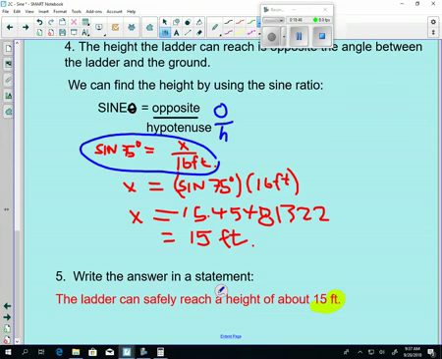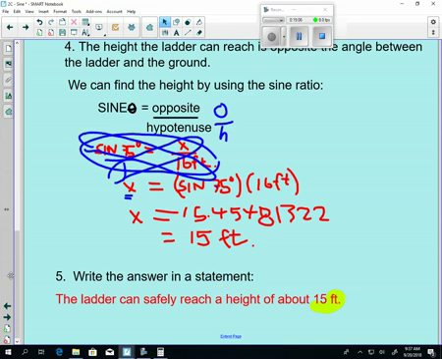Remember, sine 75 is the same thing as sine 75 over 1. So now we cross multiply. X times 1 is X. Sine 75 times 16. We put that into our calculator. I'll just show you that one right here.